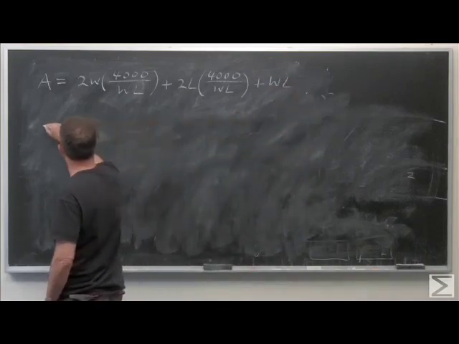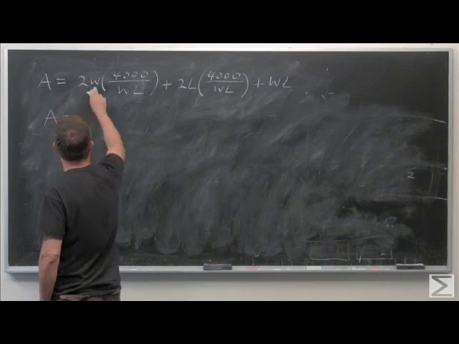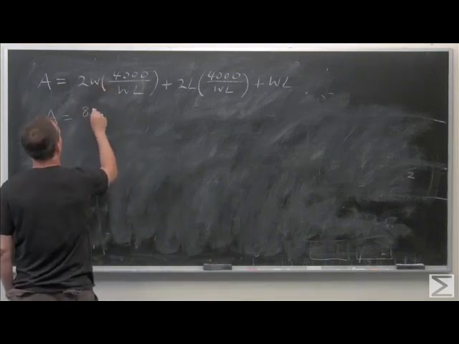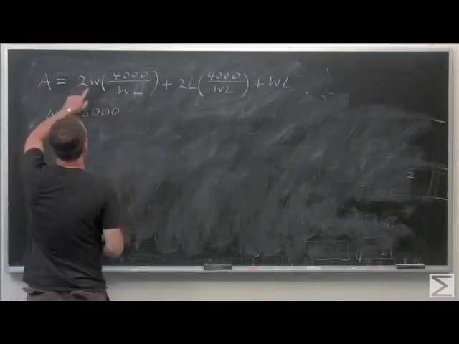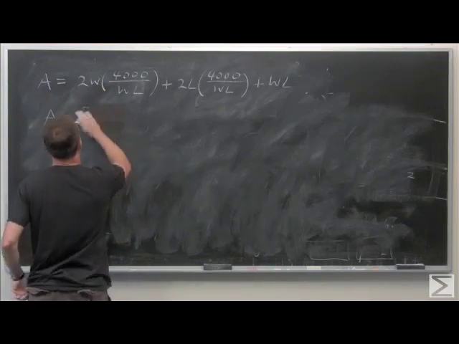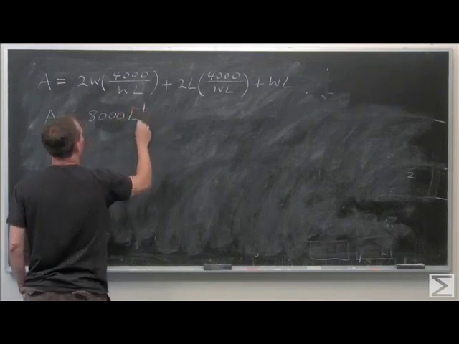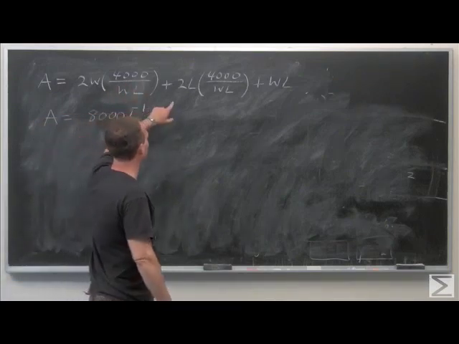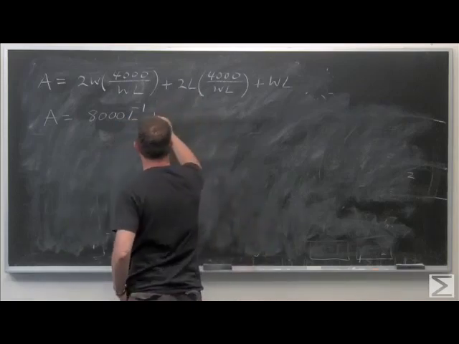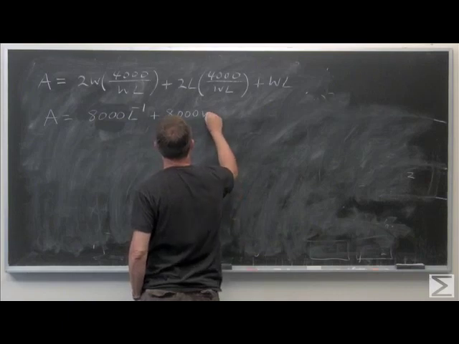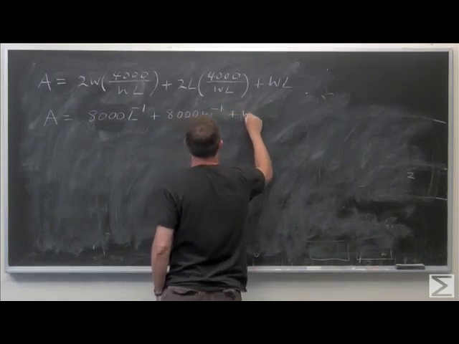You can write this more neatly. A W cancels here, and you get 8,000. So we get 8,000, let me just write 8,000 times L to the minus 1, so divided by L, but I'll write it's times L to the minus 1. Then we get a plus another 8,000. Now the L's cancel, and you get times W to the minus 1, and then plus WL.